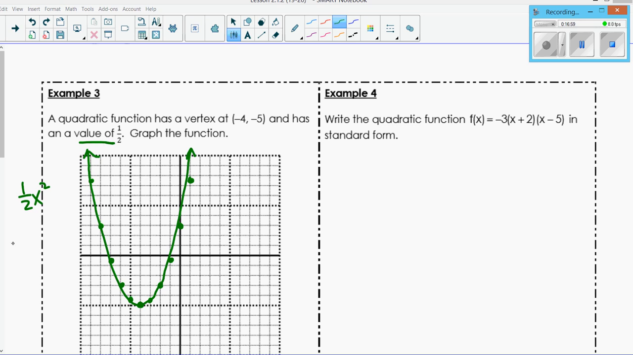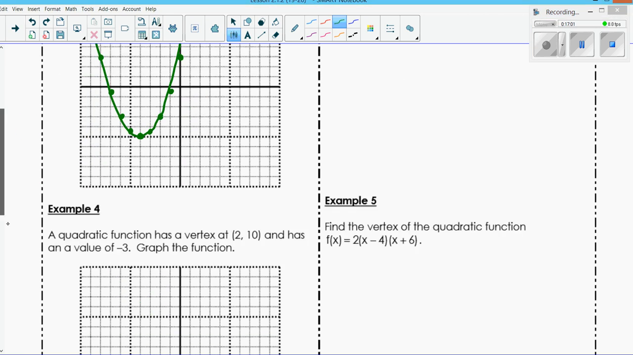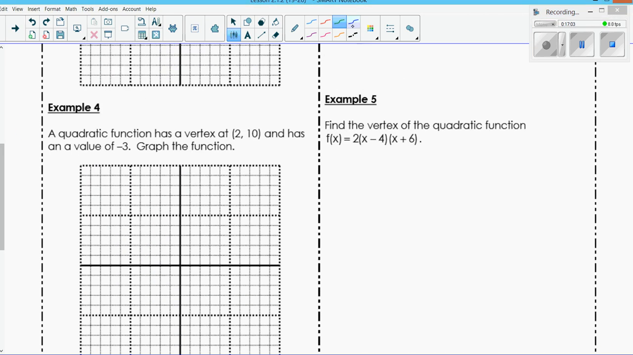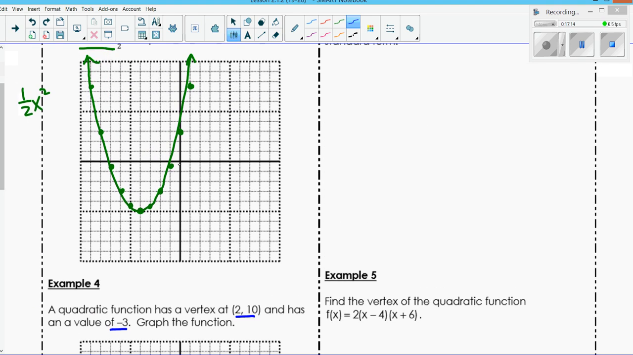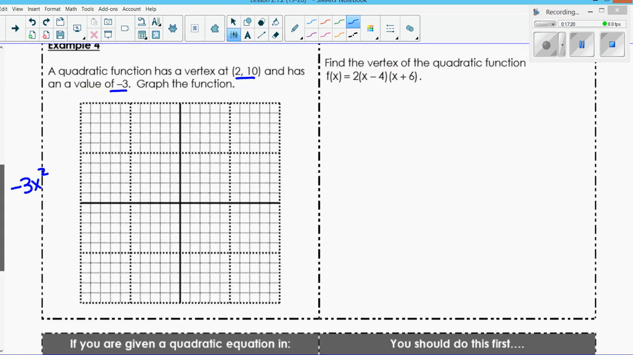Alright, down below this example is another one that's pretty similar, except that the vertex and a value have changed. Since it's an a value of -3, you will be graphing with this. So go ahead and see if you can do that. Just to note up here, it's okay that we didn't hit the x-axis since I didn't explicitly ask for the x-intercepts. Alright, so go ahead and try this one.